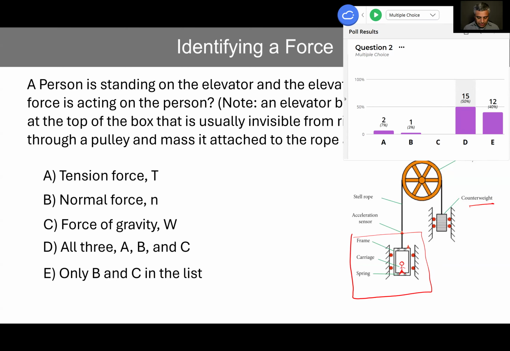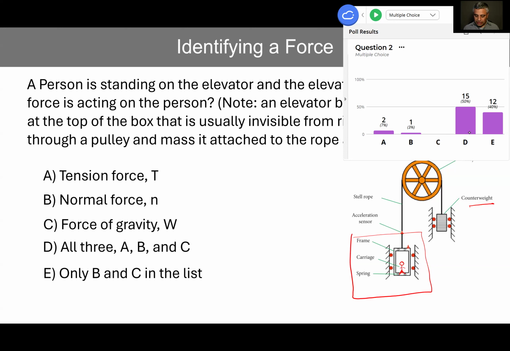What is the difference between D and E? B and C versus A, B, and C. Okay. So more for D. So when you say D, you are saying, okay, tension force is acting on the person, normal force is acting on the person, and force of gravity. Yes, force of gravity is always there, right? So weight W, that makes sense.